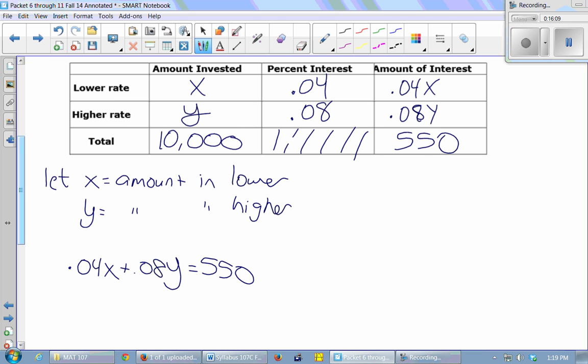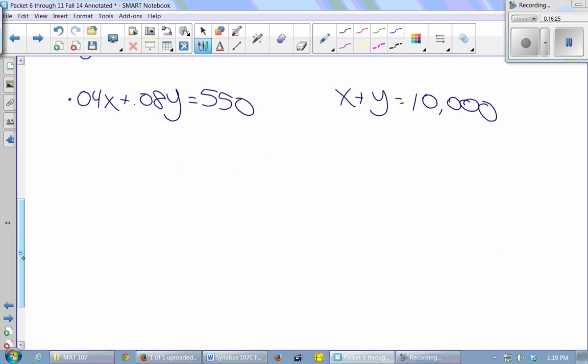Michelle, what are you going to say? X plus y equals 10,000. The amount you put in the lower rate plus the amount you invest in the higher rate has to give you a total of $10,000 invested. So now I have two equations, two unknowns. Do you have a preferred method on how to solve this? Should we do substitution or elimination?